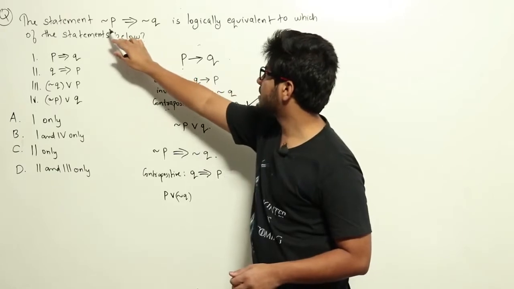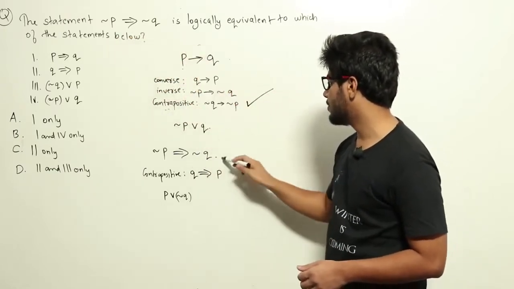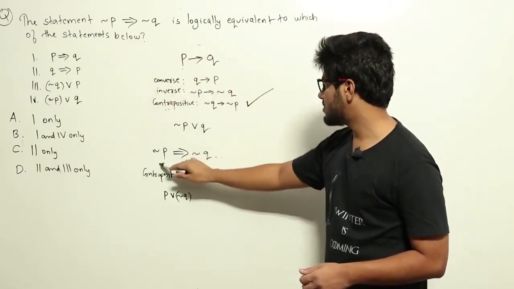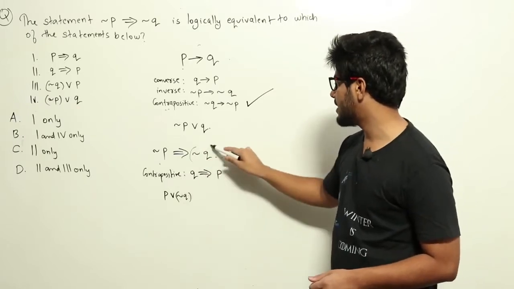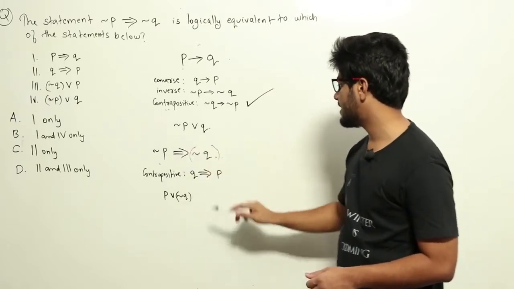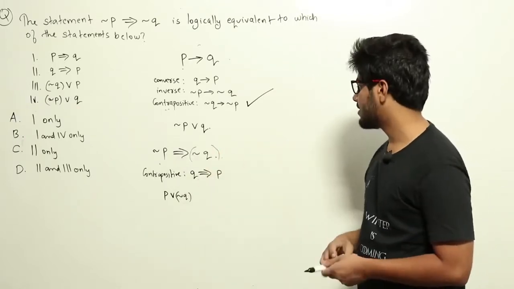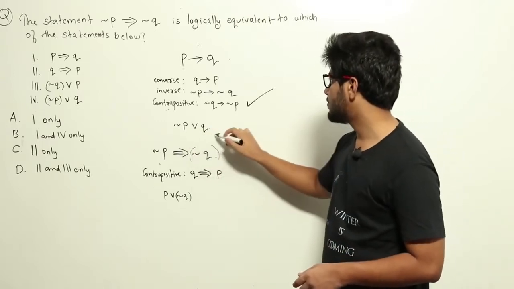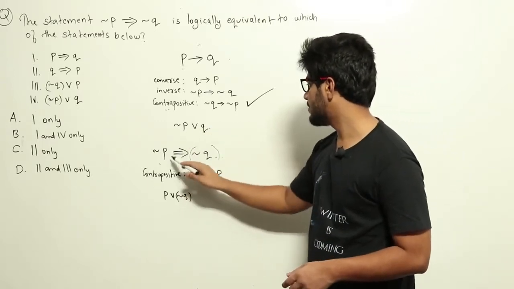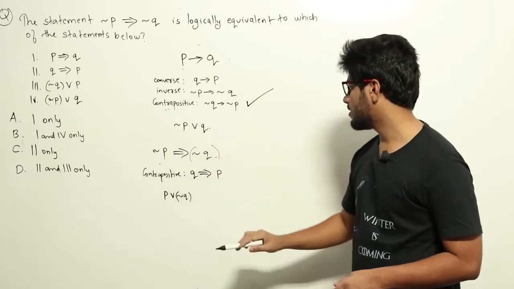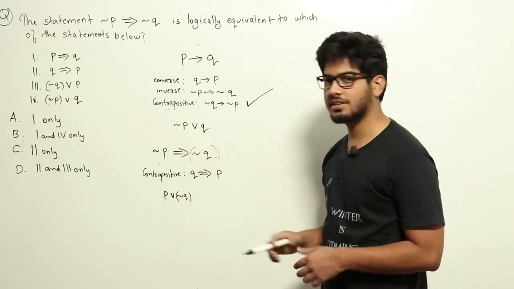We look at the statement, negation of P implies negation of Q. So the contrapositive of this would be the negation of this part implies negation of this part, that is Q implies P. And also we can write it in this form, that is negation of this part or this part, that is P or negation of Q.